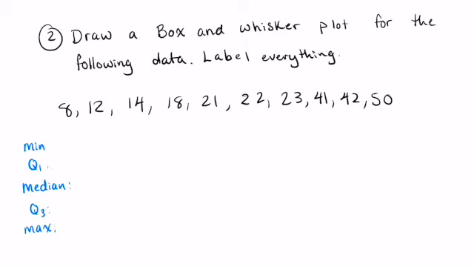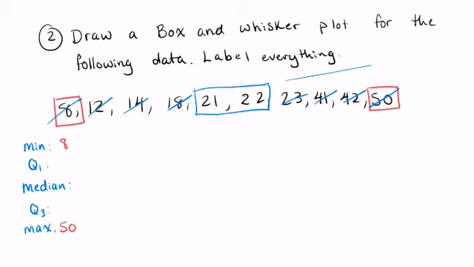So once my numbers are in order, I can find that min and max really easy. Minimum is 8. Max is 50. Next, I want to find my median. So I'm going to cross off, cross off, cross off, cross off, cross off, cross off. Done, done. And then I'm left with 2 in the middle. Take those off to the side. 21 plus 22 over 2. Well, 21 plus 22 is 43 divided by 2. That equals 21.5. So I have a median at 21.5.